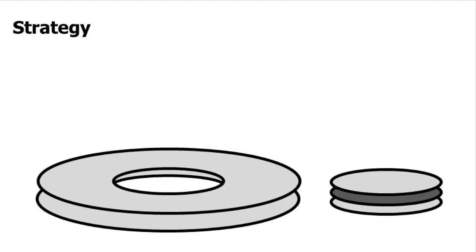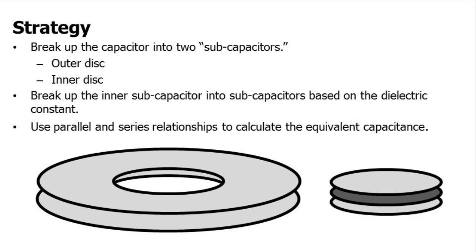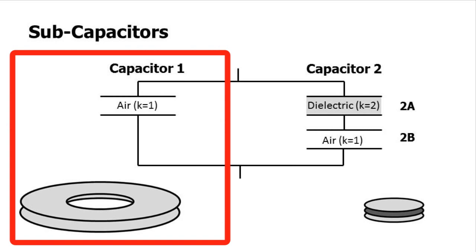We will break up the capacitor into two subcapacitors that are the region defined by the inner disk, in which the dielectric material is contained, and the outer disk, in which only air is between the two plates. And finally, we can use parallel and series relationships to calculate the equivalent capacitance of this system.